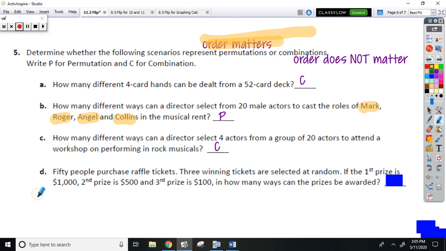And then our last one, 50 people purchase raffle tickets. 3 winning tickets are selected. The first prize is 1,000. Second is 500. Third is 100. So notice that the prizes are different for each way that you're selected. So the order in which you're selected matters. You want to be picked first so that you get the most money. So that would be a permutation.